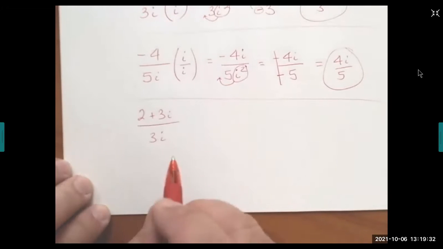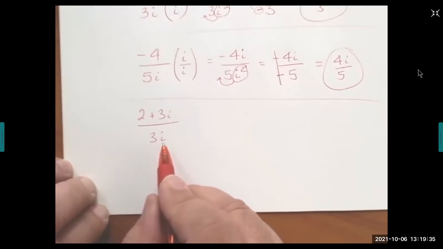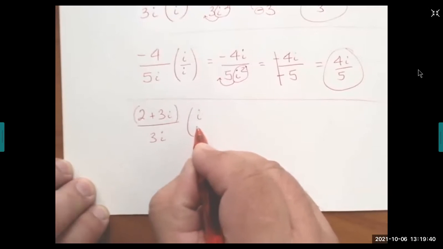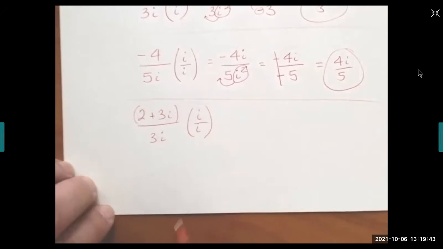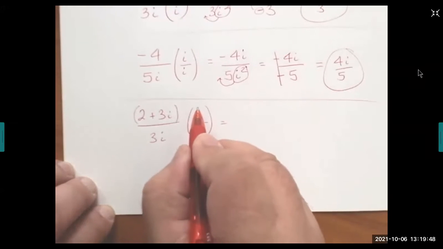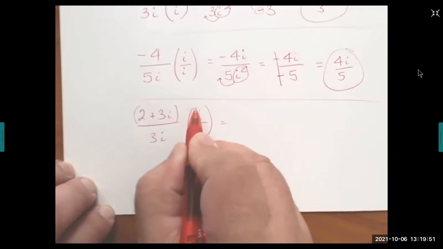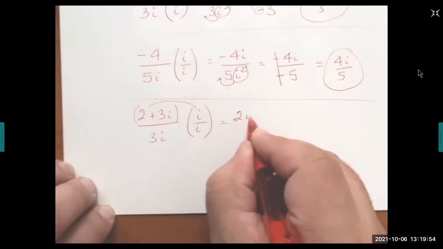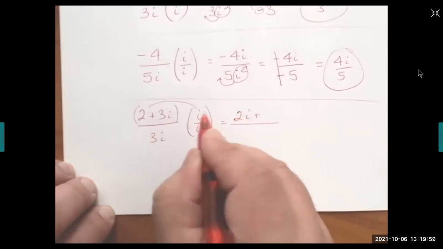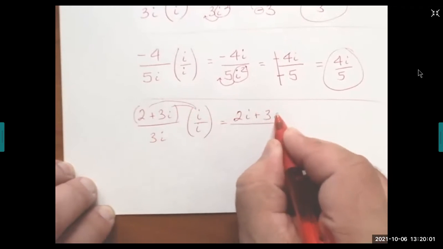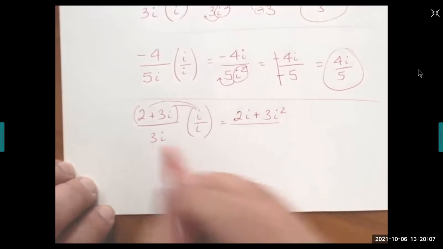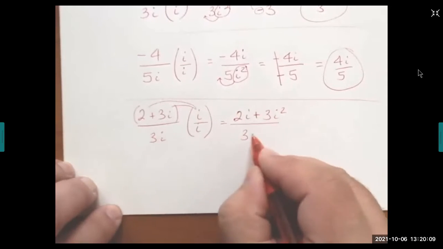Okay, we only look at the bottom. The bottom has an i in it. So how do we get rid of the i on the bottom? Multiply i over i. So we multiply the i to the top. So it's 2 times i is 2i, plus 3i times i is 3i squared.